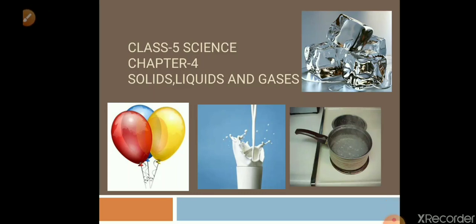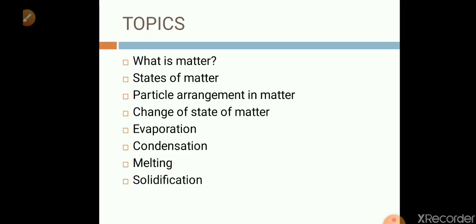So today in class 5 we are going to start with chapter 4, that is solid, liquid and gases. Today we are going to learn about what is matter, states of matter, particle arrangement in matter, change of state of matter, evaporation, condensation, melting and solidification. So let's get started.